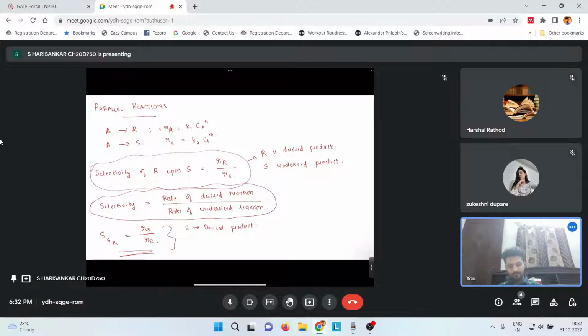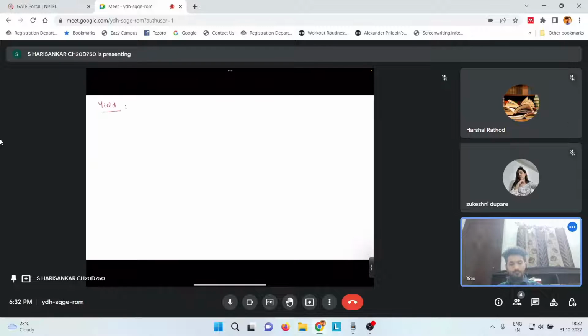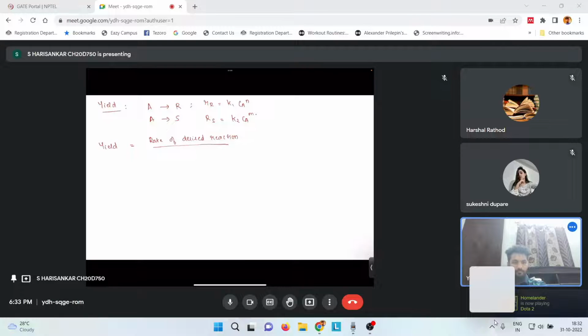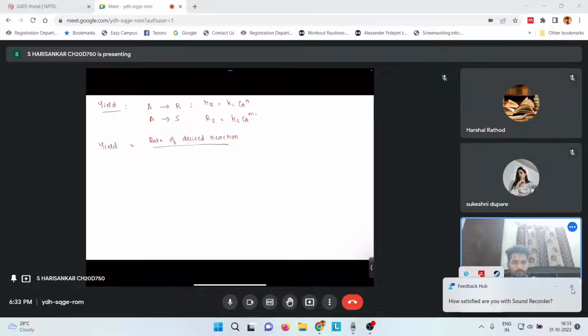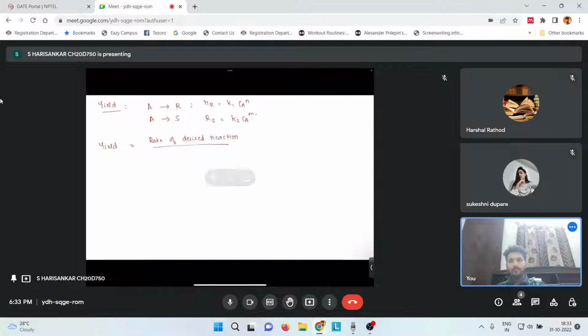And then the next term is yield. So same thing, let's say A gives R and A gives S with RR as K1 CA raised to N and RS as K2 CA raised to M. So yield is basically the rate of desired reaction by the total rate of reaction.